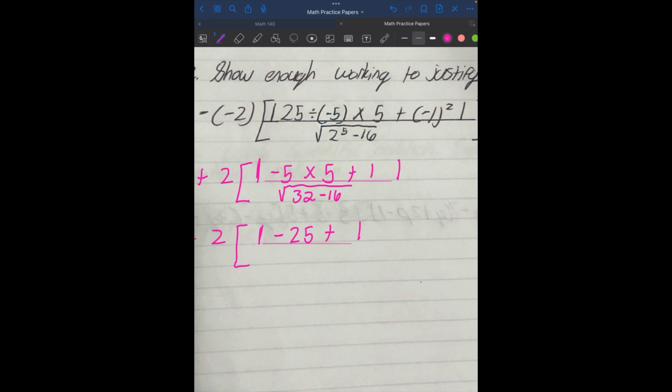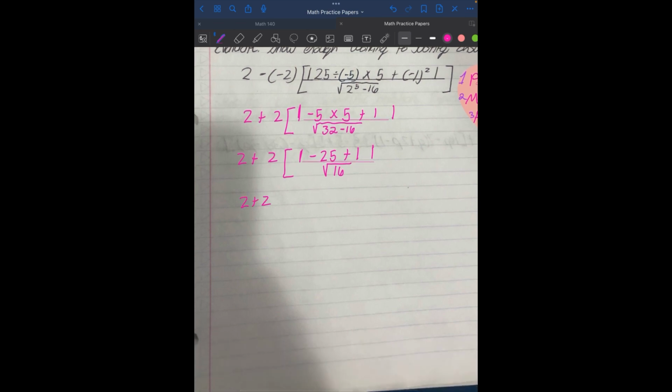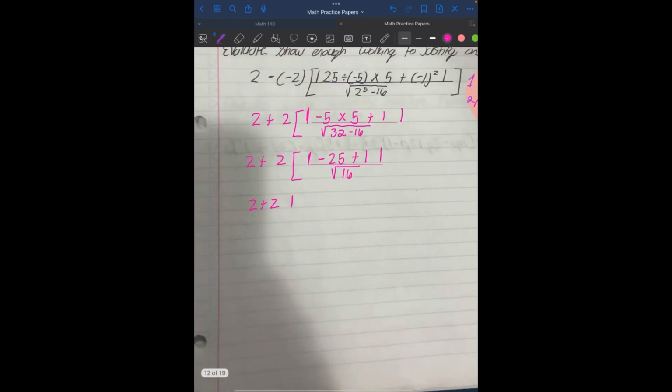Over, -25 plus 1 over, don't forget the absolute value. 32 minus 16 is just root 16. So we have 2 plus 2 times the absolute value of -25 plus 1, which is -24, over the square root of 16, which is just 4.